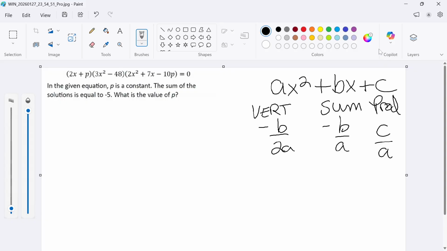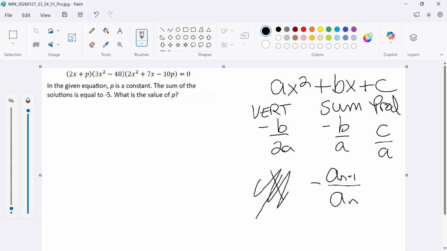For a higher degree, if the largest power of x is the third power, the fourth power, the fifth power, the vertex, no, you're not going to find it with that formula. But the sum is going to be negative a sub n minus 1, it's a different a, divided by a sub n. An on the bottom means it's the coefficient, or number in front of the variable, most of the times x, that's to the highest power. And then a sub n minus 1 is the number in front of the next lowest power of x.